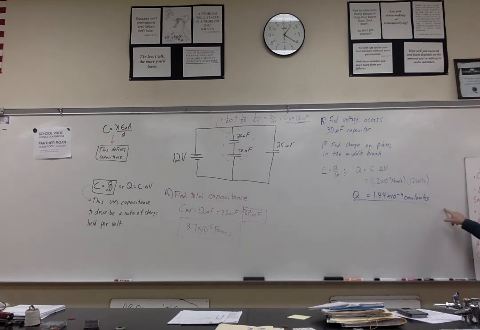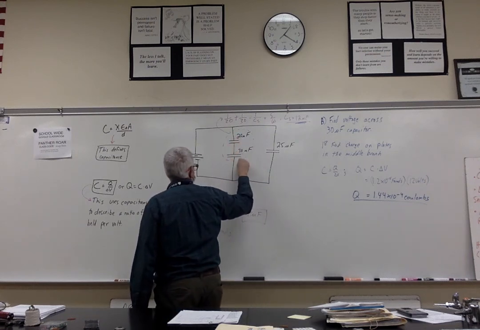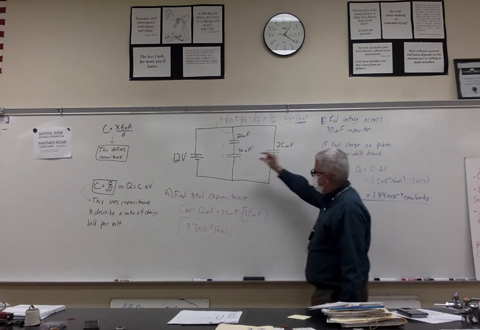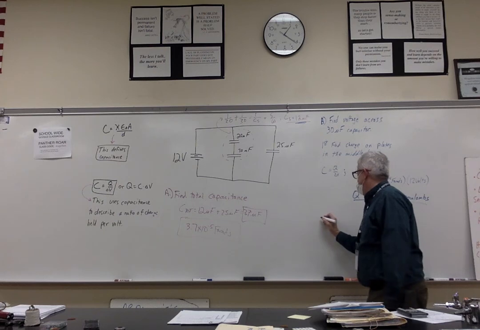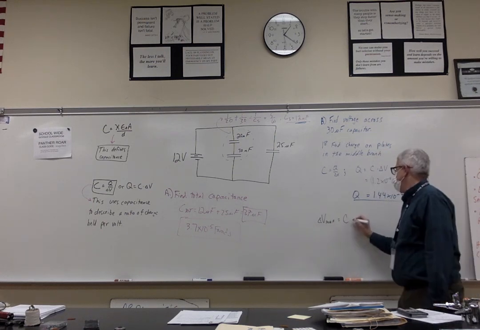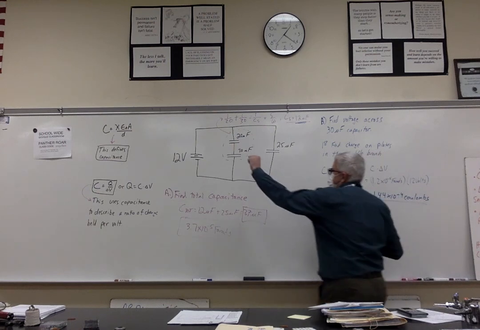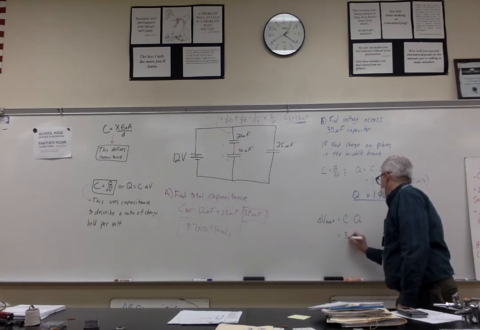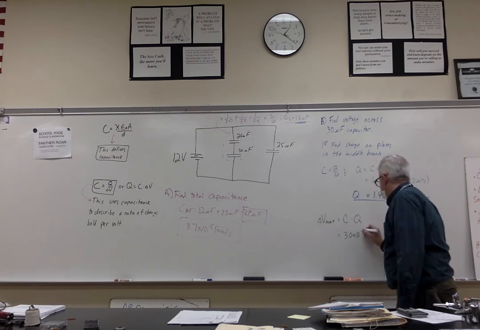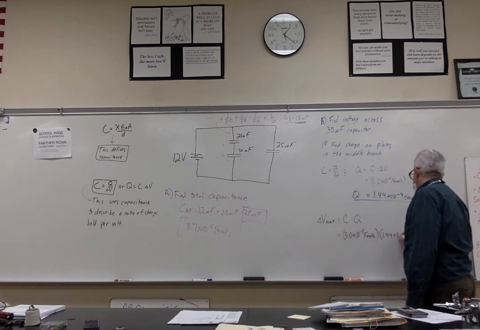So now what I've got to do is recognize that that charge is the amount of coulombs of charge on this top plate, and this bottom plate, and this top plate, and this bottom plate. So now I'm going to go back, and I'm going to rearrange this equation, but I'm going to zoom in on just this capacitor. So I'm going to say delta V across the 30 microfarad is equal to C times Q. The capacitance of just this is 30 microfarads, 3.0 times 10 to the negative 6th. Oh, negative 5th. Q, 1.44 times 10 to the negative 4th coulomb.